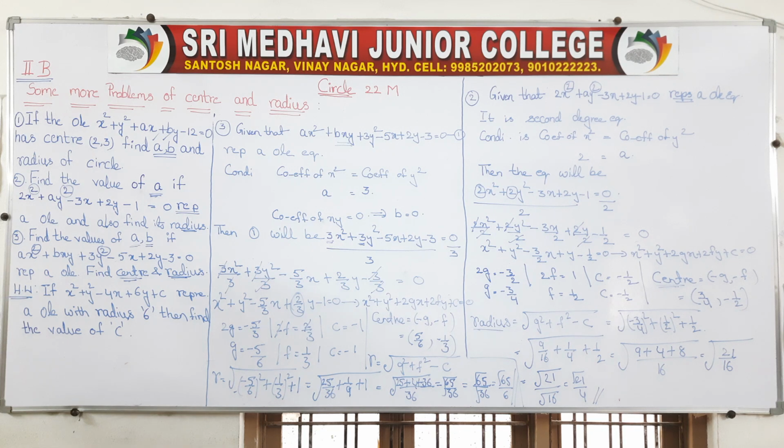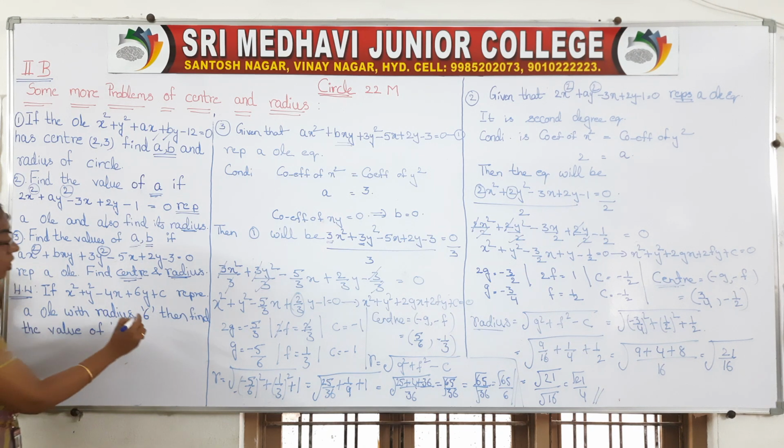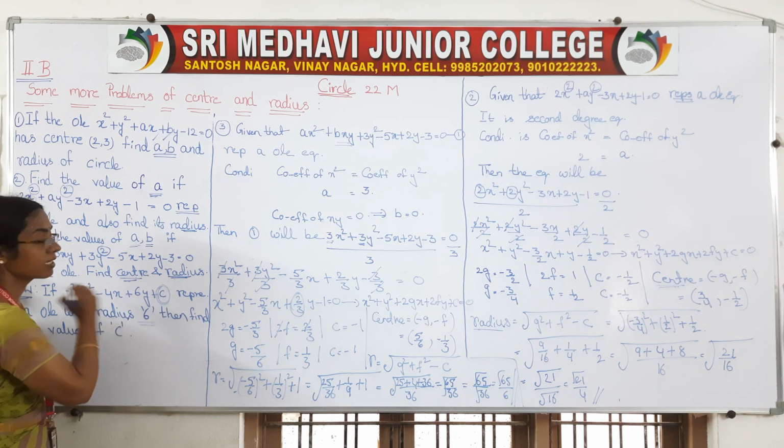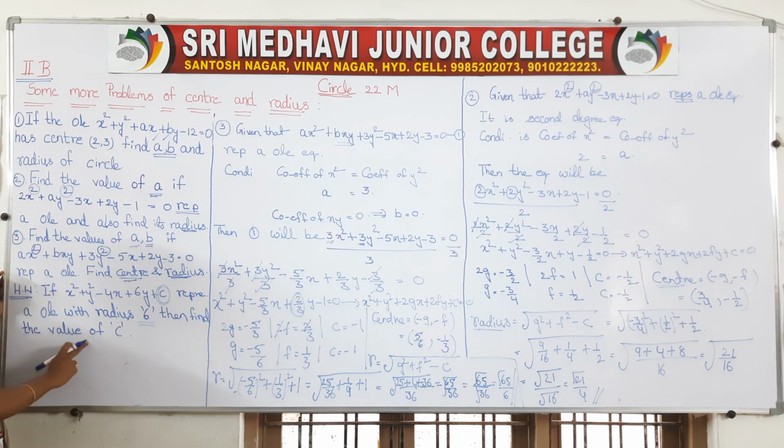Okay, now come to the homework question. If x square plus y square minus 4x plus 6y plus c represents a circle with radius 6, then find the value of c. So your information is that the radius of the circle is given to you, and here we have to find the value c. This is your homework question. Already we solved one question, right, where the radius was given as 4 in the previous question. Now you got your radius as 6.